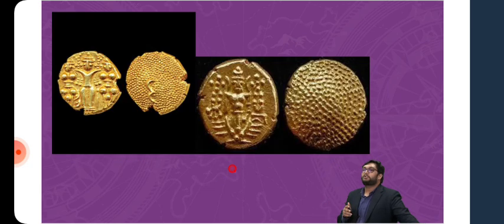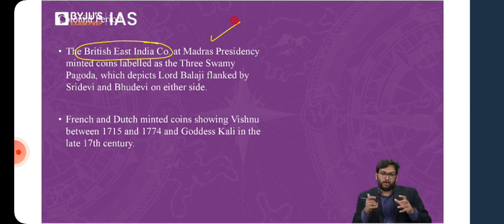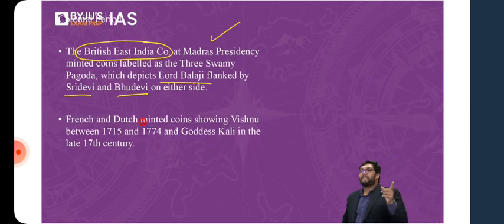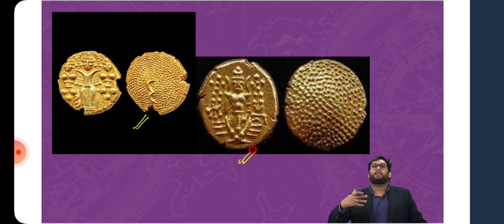The British used to issue what we call the Lord Balaji, or Three Swami Pagoda. Pagoda is the word for the coins of Vijayanagara. In this, Lord Balaji with Sri Devi and Bhudevi were represented. And even the French and the Dutch, from 1750 to 1774, used to issue Goddess Kali images, what we call series coins. These are European states issuing gold coins which represent Indian design. This was to mask their colonial intention.